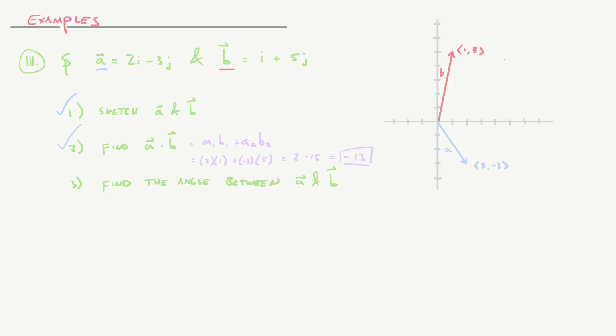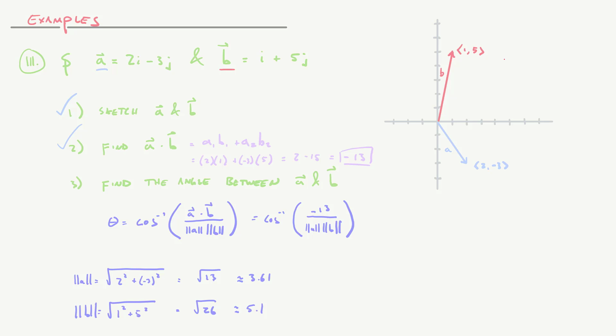So that's done. Find the angle between vector A and vector B. Well, we have a formula, and we actually already know the dot product, so we can go ahead and fill that in. What we don't know, though, is the magnitude of A and the magnitude of B. We can very simply find them by using the formulas for their magnitudes. I got 3.61 as the magnitude of A and 5.1 for the magnitude of B. Plugging those things in gives us the cosine inverse of negative 0.706.